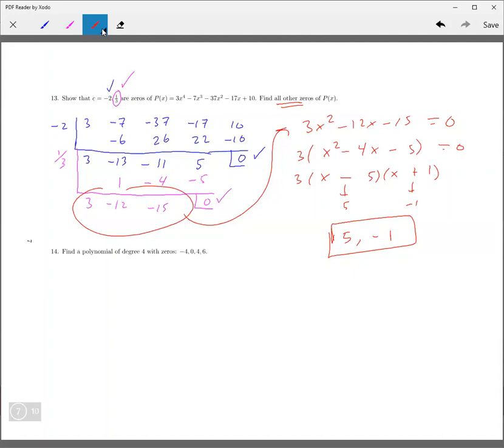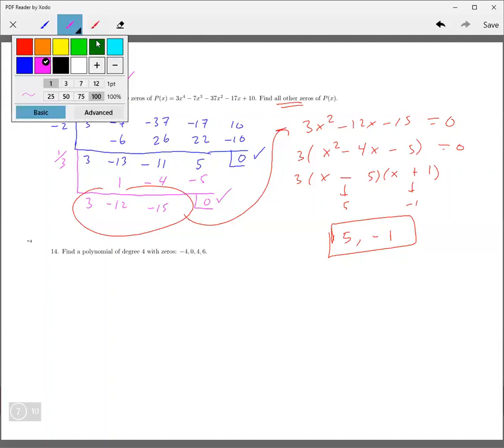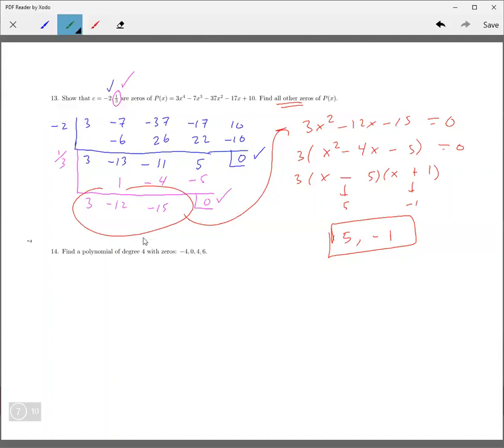Okay, we can flip this around also, which is number 14. Find a polynomial of degree 4 with these zeros right here.